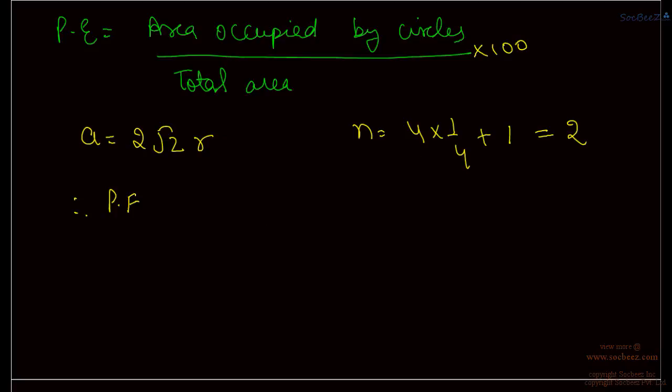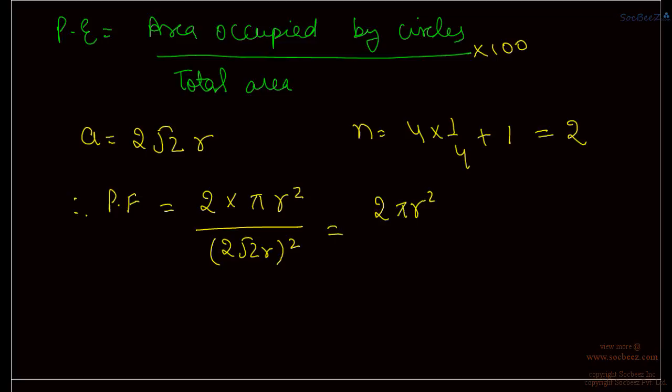Now therefore packing fraction, and the efficiency will be if you multiply this packing fraction into 100. So packing fraction equals 2 into pi r square, because two circles are there and they have radius r. So area of one particular circle is pi r square, upon simply a square. A square is 2 root 2r whole square. So if we solve it completely, we will get the value of packing fraction as 2 pi r square upon 8 r square. So this will come out to be pi by 4. So the packing fraction is pi by 4.